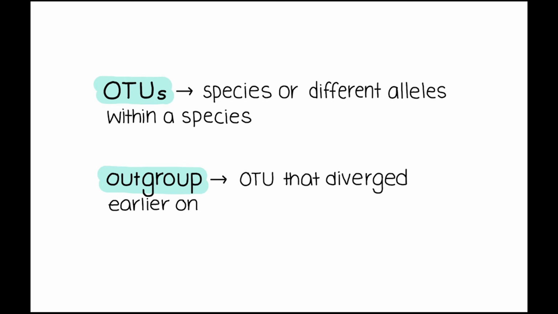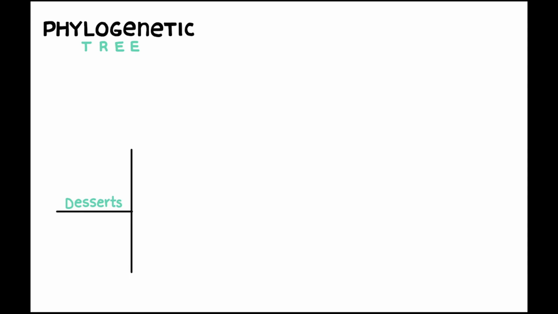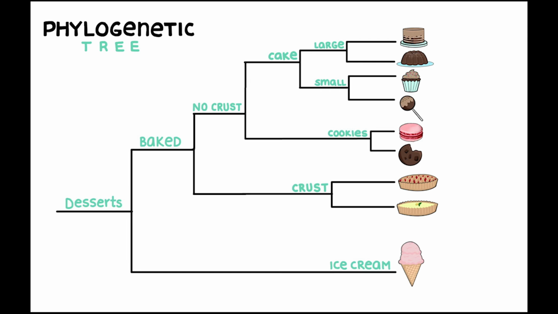Now that we've got these terms down, we can move on to our example straight from the bakery. Our main topic will be desserts. So this is what our tree would look like. The pink dots here represent the internal nodes, which is where more than one branch meets or where they diverge from their ancestor. The items to the right represent the OTUs.